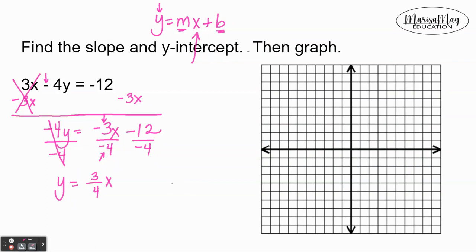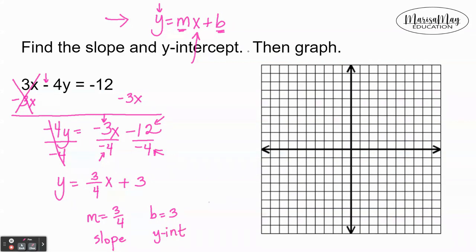Notice how I wrote that. I wrote the 3/4 in front, then the x is being multiplied. Then I've got negative 12 divided by negative 4, which gives me positive 3. So when you look at our equation compared to the formula we have here at the top, notice that the 3/4 is in place of the m and the 3 is in place of the b. So the 3/4 is my slope and the 3 is my y-intercept.